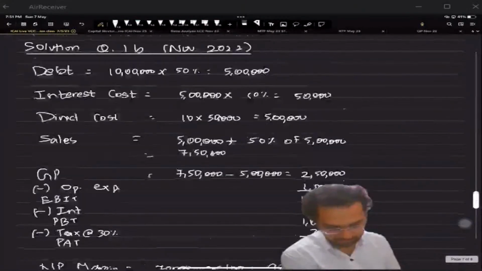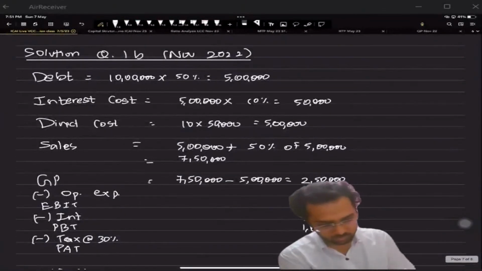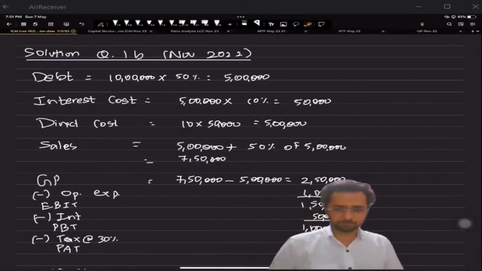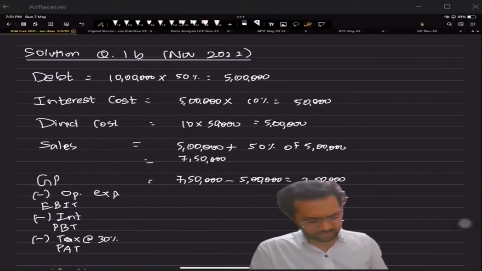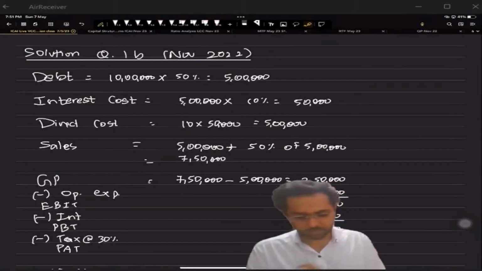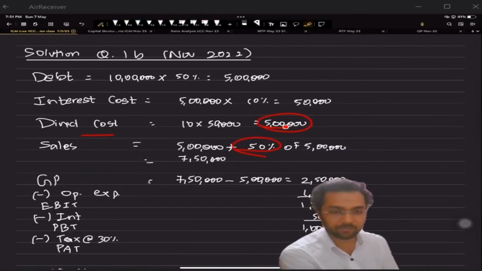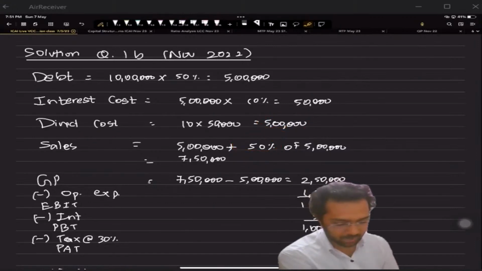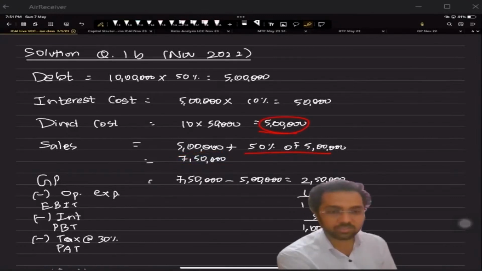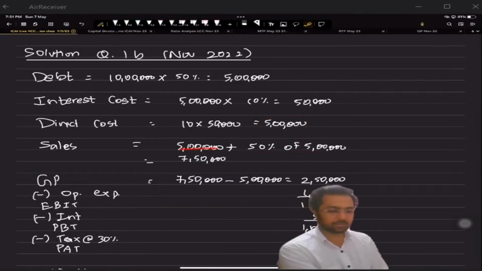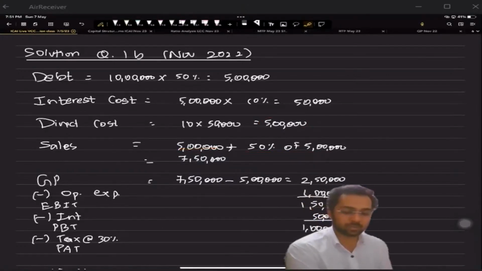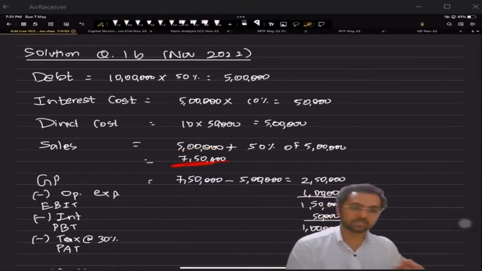Didn't get the sales figure. Darshan, they have said that the sale margin is 50% of the direct cost. So if your direct cost is 5 lakh, it means your profit on that is 50% of it, which is 2,50,000 as the profit against the direct cost. So direct cost of 5 lakh plus 2,50,000 of profit gives you sales of 7,50,000.